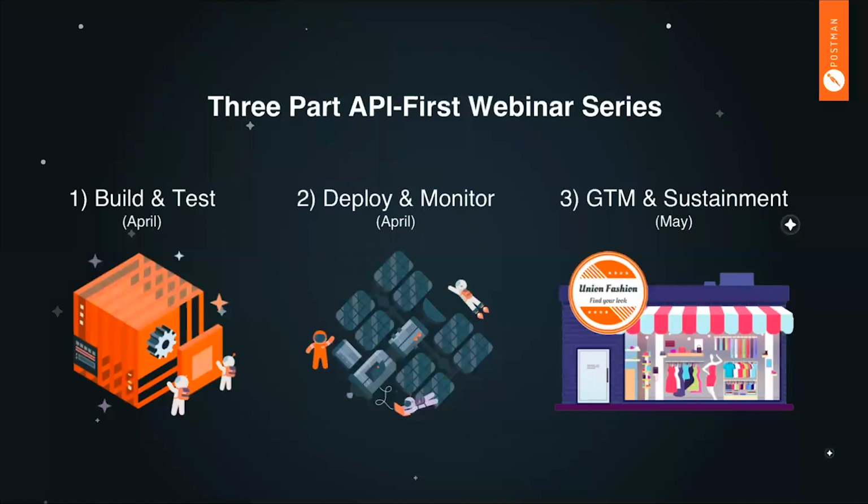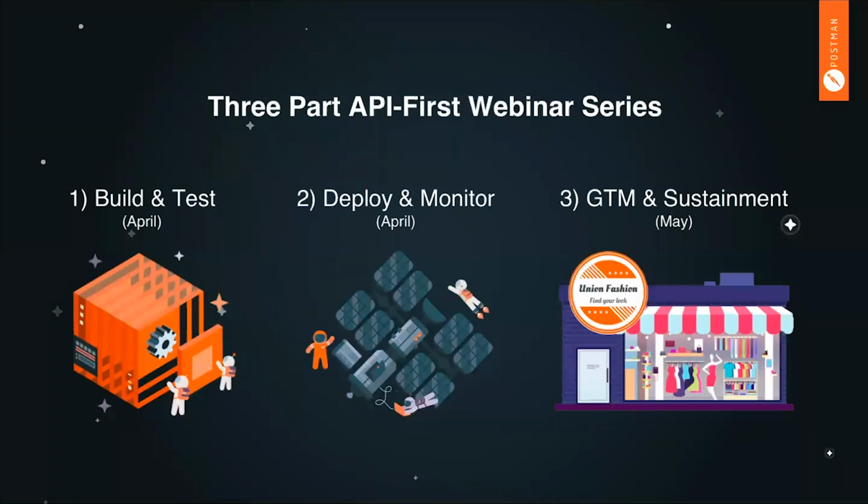We have a deploy and monitor session coming up towards the end of April, and then we have a go-to-market and sustainment webinar that's scheduled for May. So the next one, I'm going to actually deploy the APIs that we have here. I'm going to deploy them using AWS infrastructure, using AWS API Gateway, Lambda, and RDS. And then we're going to monitor those APIs and make sure that all the same feedback loops exist as part of that process. So that's going to be our next one.